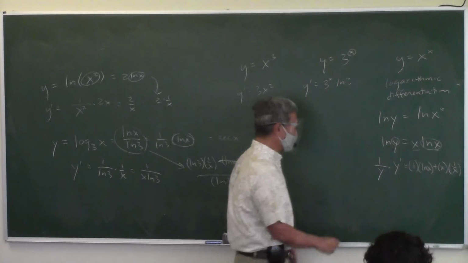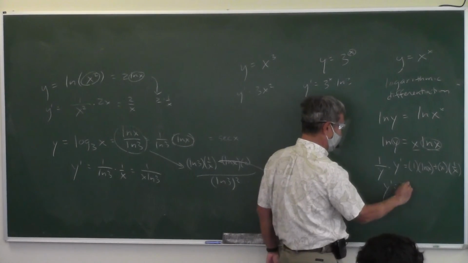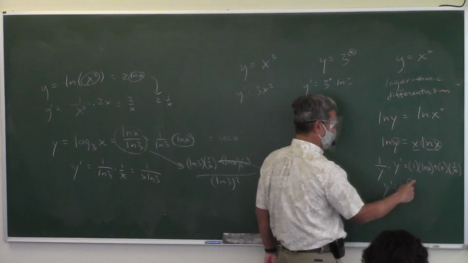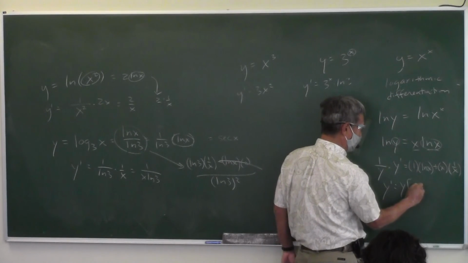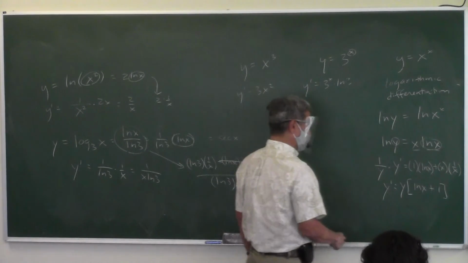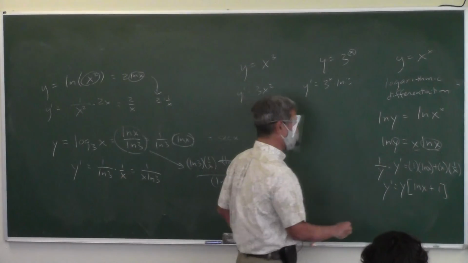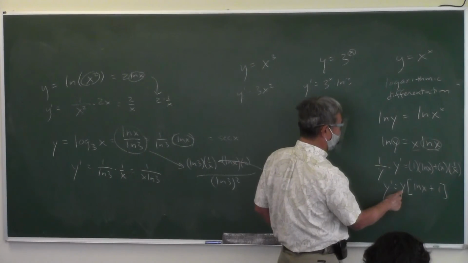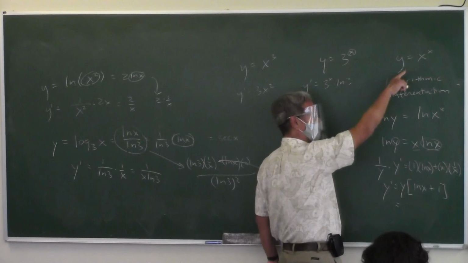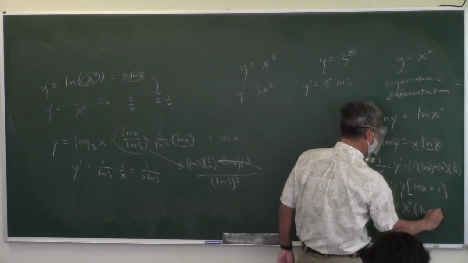And then all you have to do to find y prime is multiply both sides by y. So it's going to be y times, then you just simplify this. 1 times natural log x is natural log x, times 1 over x is 1. And you can leave your answer like that. However, if it's a multiple choice, I guarantee you, what can I substitute for y? The original thing. So x to the x times natural log x plus 1.